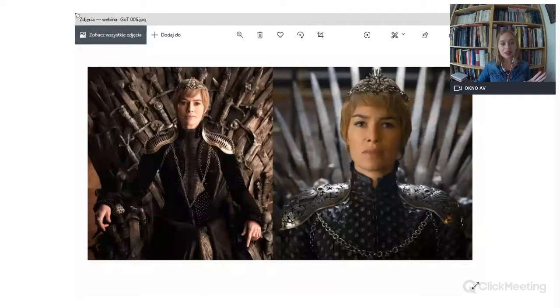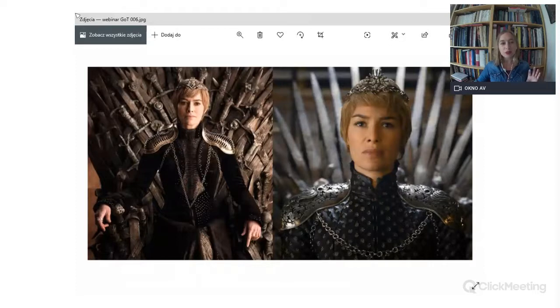In final seasons, she's the ruler herself. She doesn't need to pretend she's just a minor character. She actually raised her power, and she's the ruler of seven kingdoms. That's why her style changed so drastically.